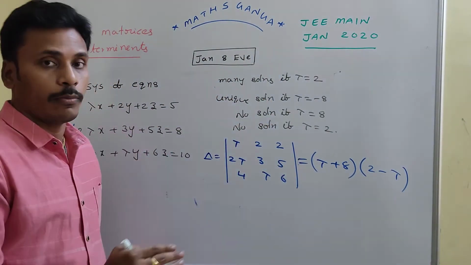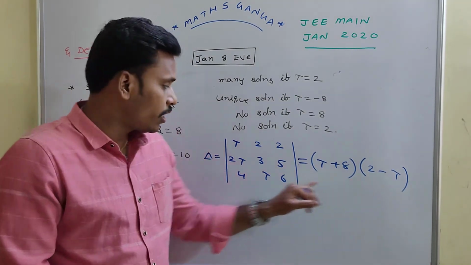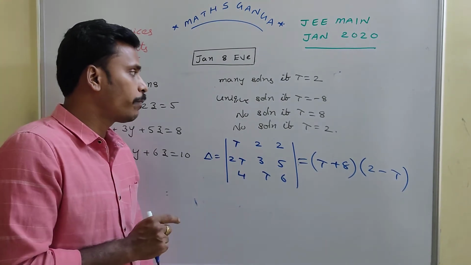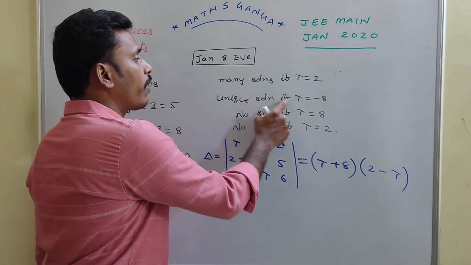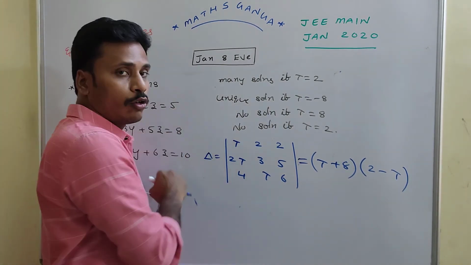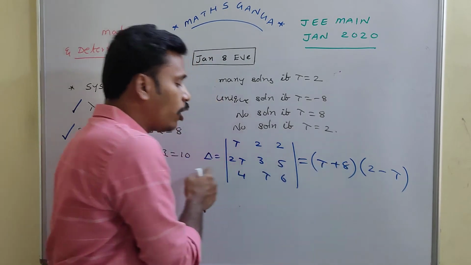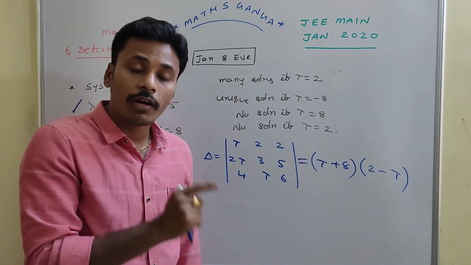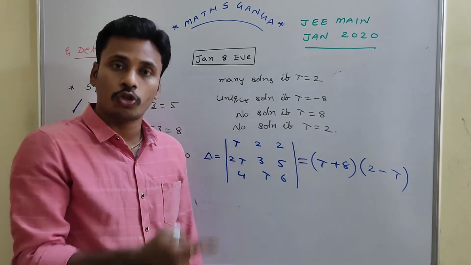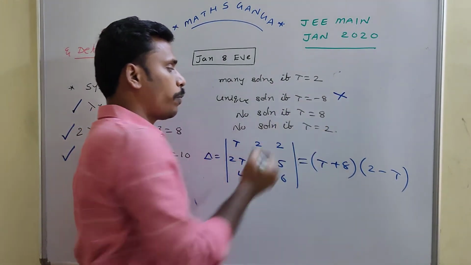Right, now think about it. What happens if lambda is equal to 2? This determinant value is 0. See that question, unique solution if lambda is equal to minus 8. First of all I am thinking about that. If you place minus 8 here, this determinant value will become 0. If the determinant value of the coefficient matrix is 0, then the system has no unique solution, either infinite or no solution. That's why just eliminate this option.